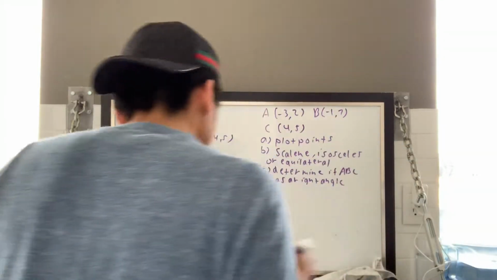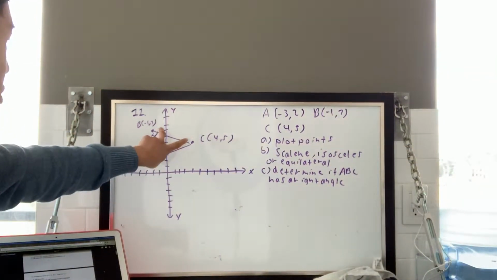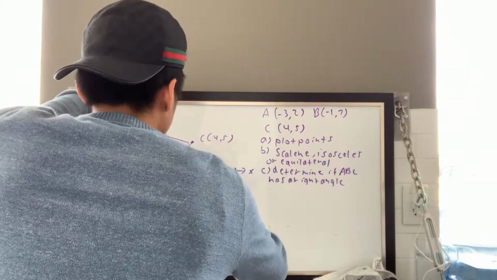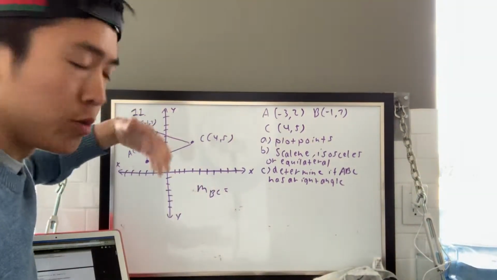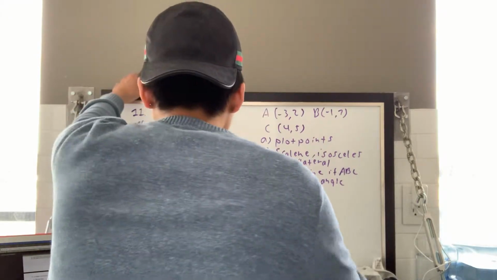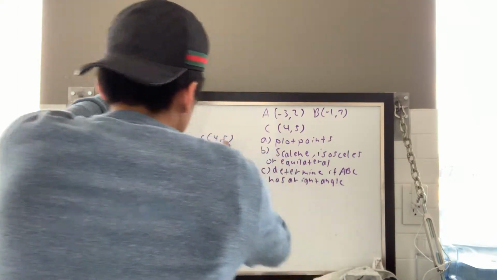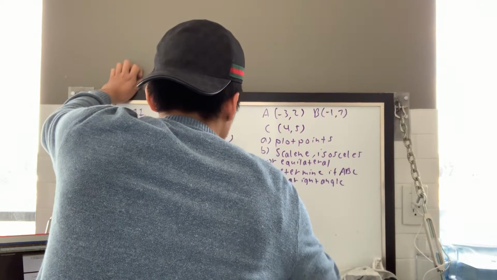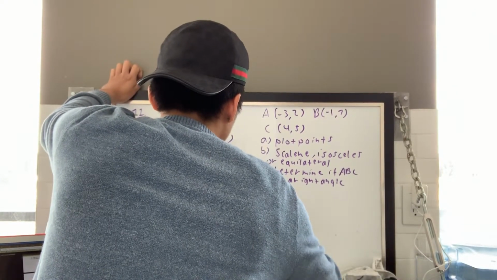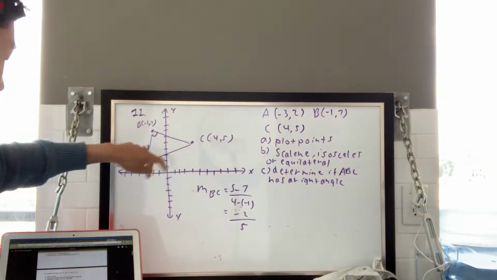Awesome. So let's find the slope between B and C. The slope of BC is equal to y2 minus y1 over x2 minus x1. So what we get is 5 minus 7 over 4 minus minus 1. So I get minus 2 over 5 as the slope of BC.